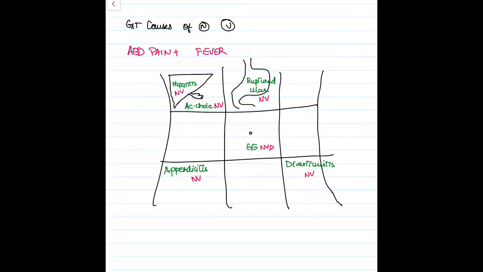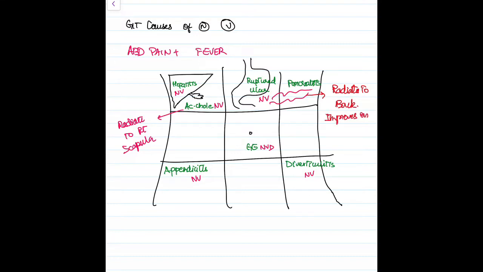Now, pain of acute cholecystitis will radiate to the right scapula, and pancreatitis can also be the cause of nausea and vomiting because alcoholic person, so we have to remember this. And this radiates to the back and improves on leaning forward. This is very important. Improves on leaning forward. If there's anything wrong with the spleen, then the pain radiates to the left shoulder tip or left scapula.